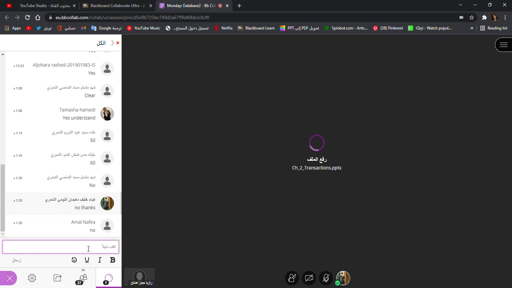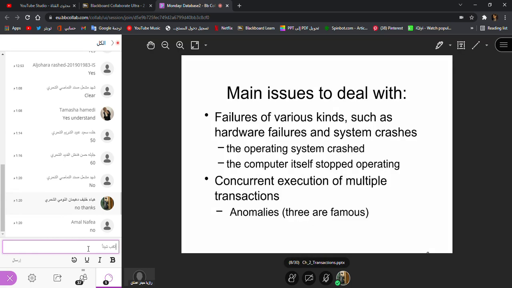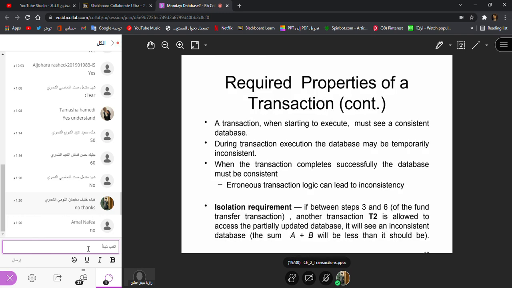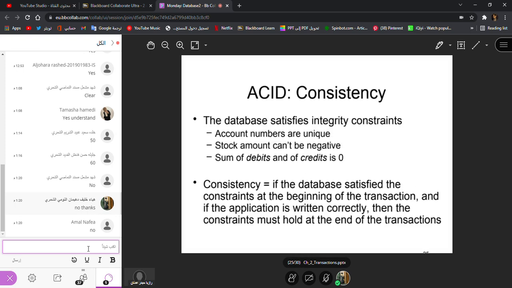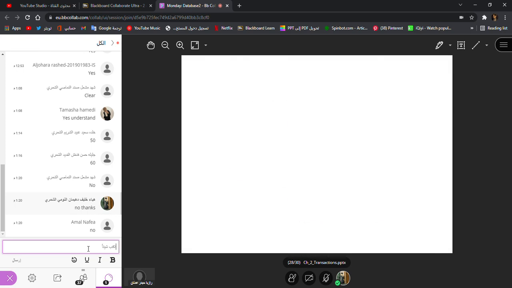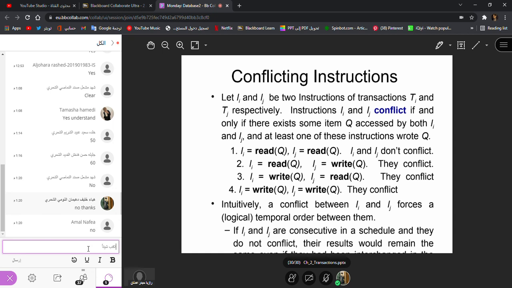This one is done. It's very important, so please practice with this one. It's the same conflicting pair, okay? Read, read, no conflict. Read, write is a conflict. Write, read is a conflict. And write, write is a conflict, okay? This I think we already did.